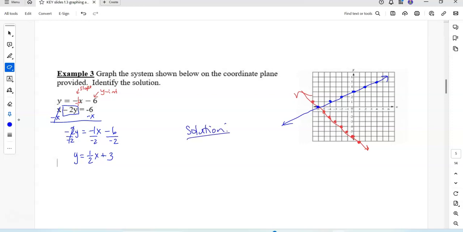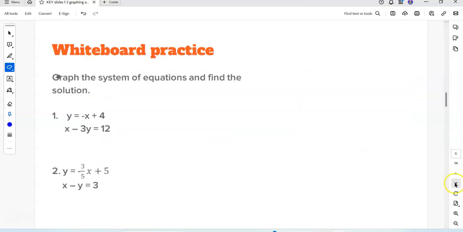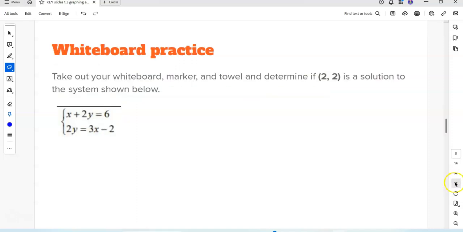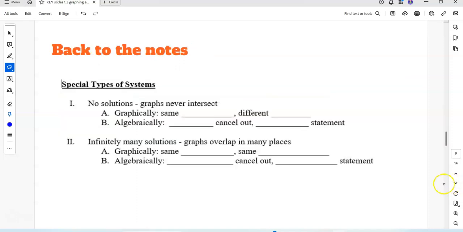My solution here will be negative 6, 0. Okay. All right. You could try this whiteboard problem out if you want. If you want to, just pause it, try them out. But I'm not going to give the answers to these, so we're not going to worry too much about this. You know what? Let's skip this example and this one. So let's just talk real quick.